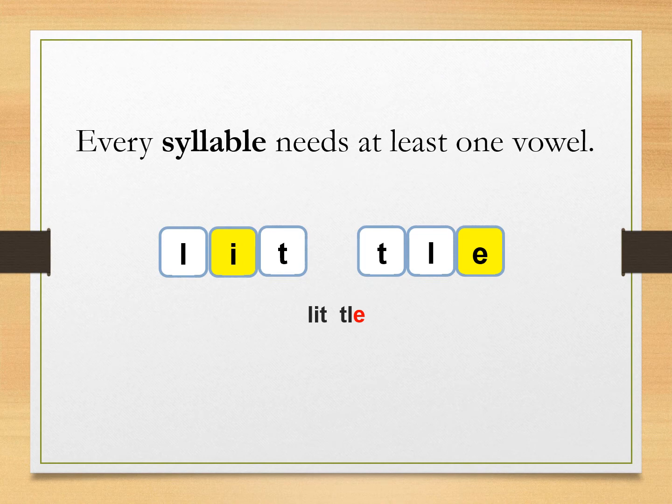So even though you can't hear that E in the second syllable of little, you still need it, because that's a rule in the English language. You cannot have a syllable that does not have a vowel. And so, since E can do its silent thing at the end of the word, we can just use E to be that vowel.